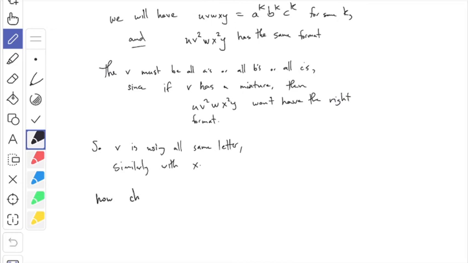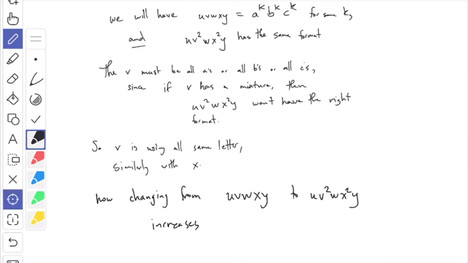But anyway, now if we change from uvwxy to u v squared w x squared y, how will the various numbers of a's, b's, and c's change? Any thoughts about that? Either two of the letters that you have will double each time, it looks like, or they'll increase where one will decrease at the same rate, so they can't possibly be the same.